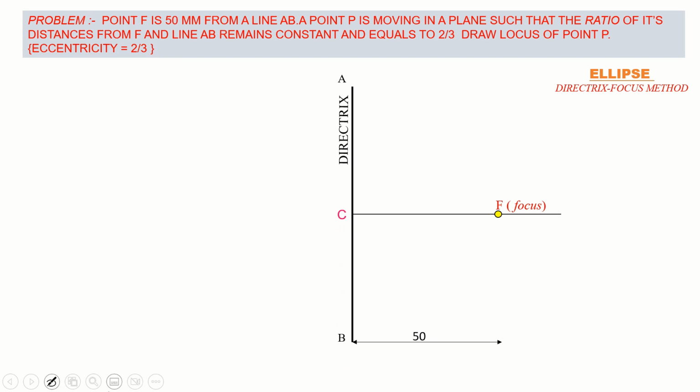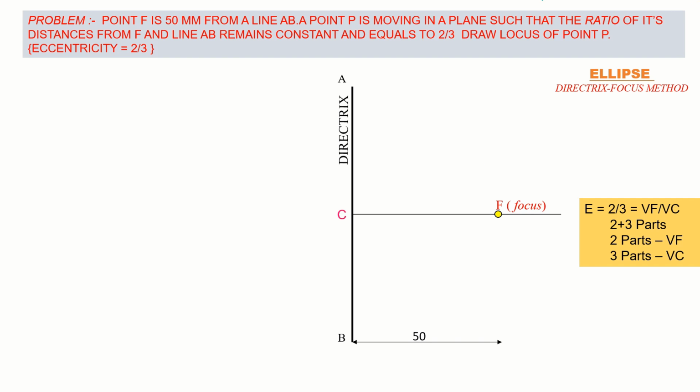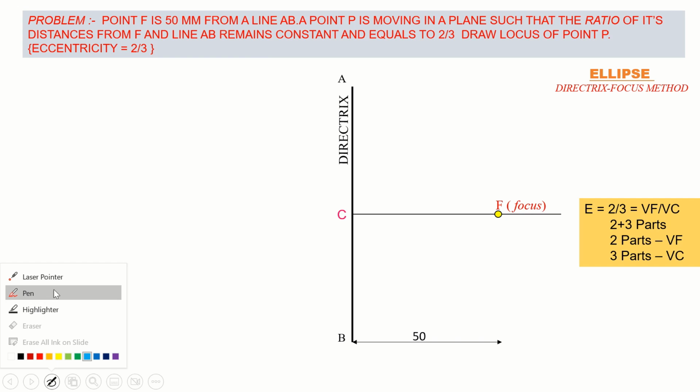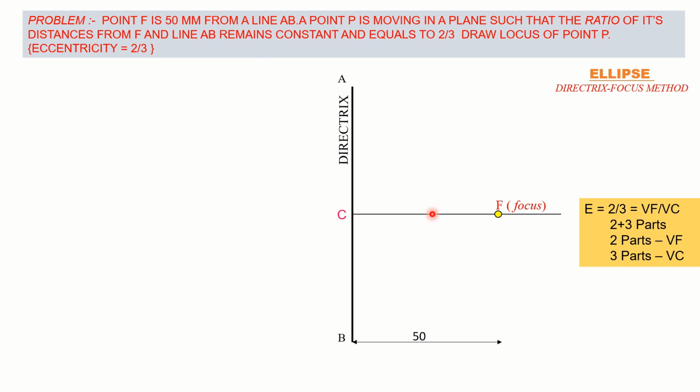Now they have given the E value. E is equal to 2 by 3, that is the ratio between Vf divided by Vc. So the vertex will be somewhere in between the C to F distance, such that V fulfills this ratio. Vf should be 2 and Vc should be 3 parts. So totally we need 5 parts like this.